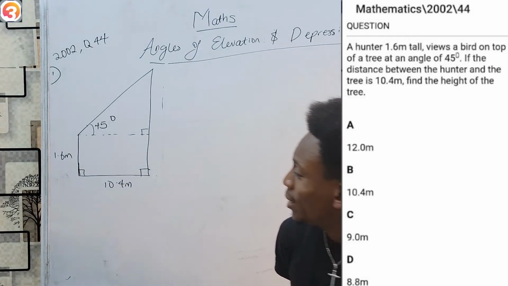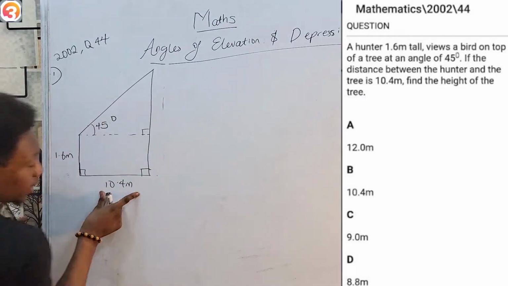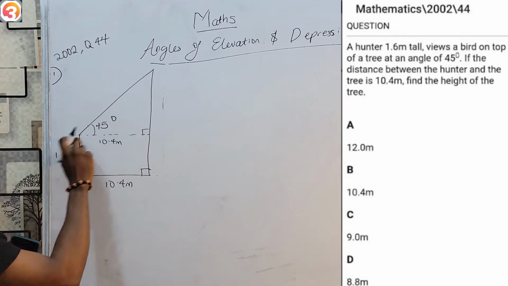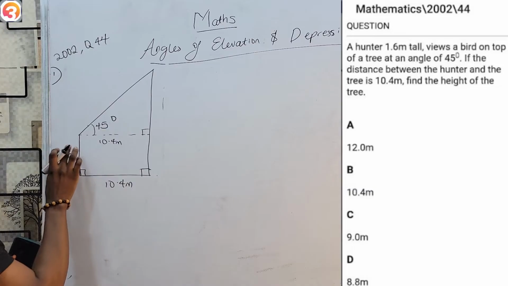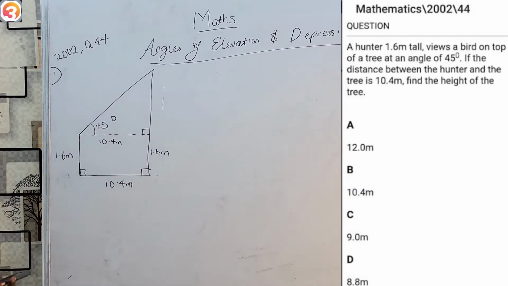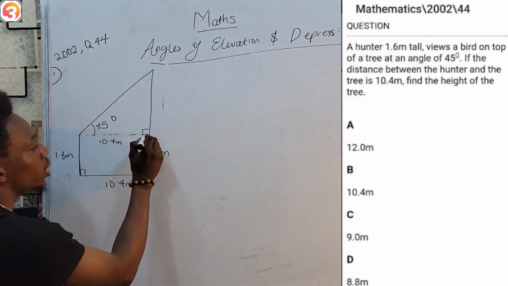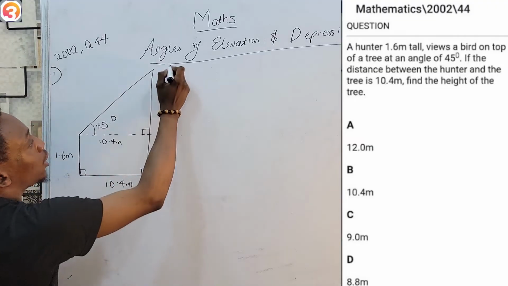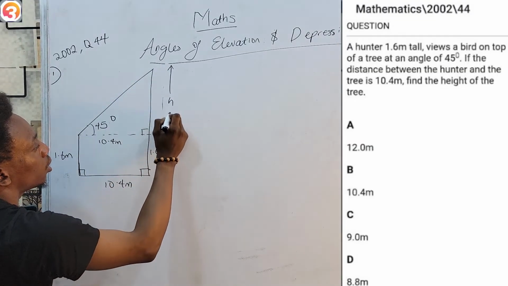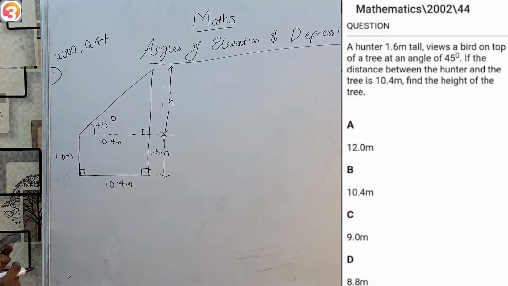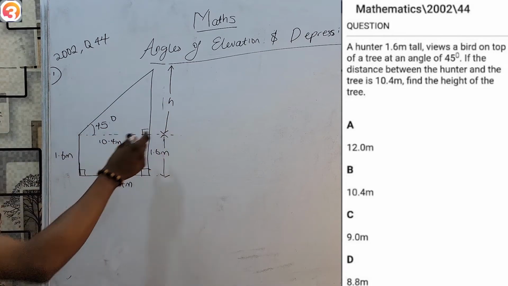Finding the height of the tree is quite simple. Now, if here is 10.4, here must also be 10.4 meters because this is a rectangle. And in the same manner, if here is 1.6, here must also be 1.6 meters. That means what I truly have to find, I didn't know the height from here to here. I just need to find the height from here to here. Whatever I get as that height would enable me to actually get my total height, this plus this.